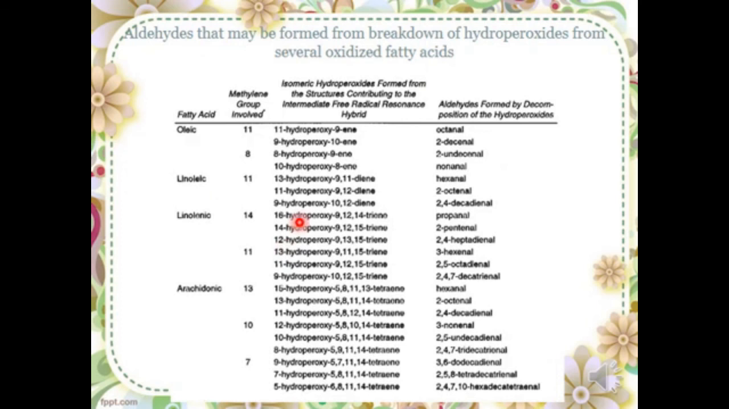So this table here shows the formation of aldehyde from the breakdown of hydroperoxide from several oxidized fatty acids. So these are the fatty acids here, and the methylene group involved in the breakdown, and these are the isomers of the hydroperoxide form. And these are the aldehydes formed from the decomposition of this hydroperoxide here.